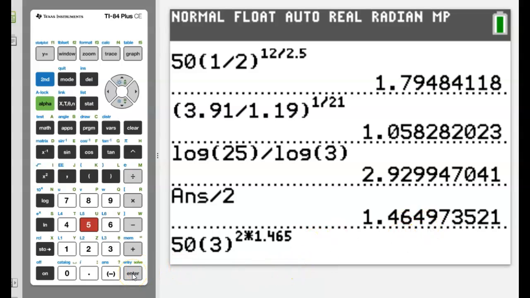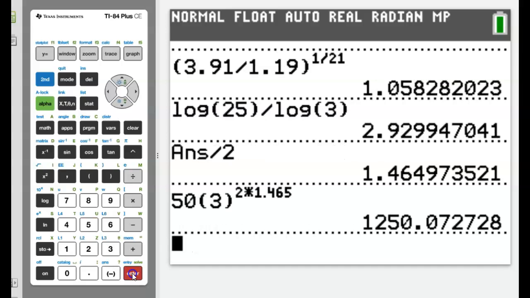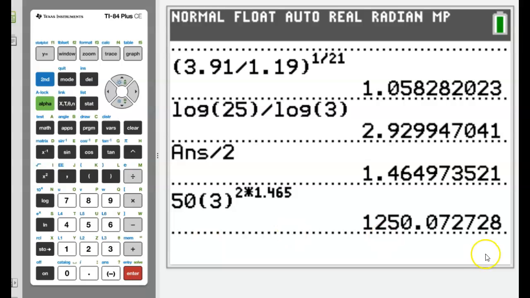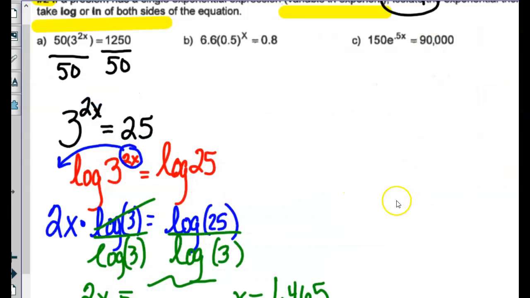No, it's as long as it's all in the box. What did I do wrong? That's not what we got. Okay, but I'm getting really close to the 1250, right? But I will tell you that the less places you use, the further away you'll get. So that's why I'm going out 3 places.